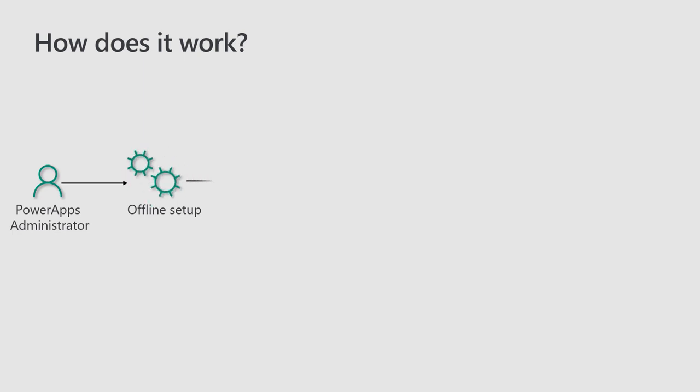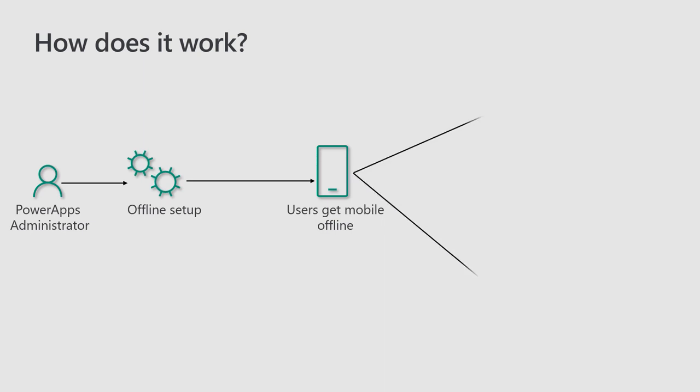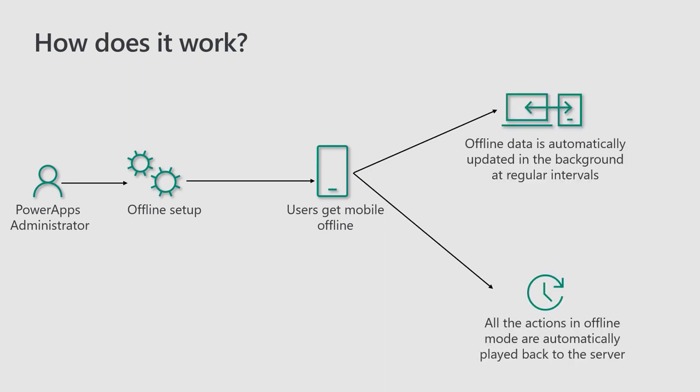Once you do that setup, your users automatically get mobile offline on their device without having to do any extra steps. And once you get all the offline data on your device, you can start using it in disconnected mode automatically. And once you have mobile offline, you don't have to worry about your data because it will automatically get updated at a regular interval with the server to make sure you have the latest data, and all your actions are automatically played back.